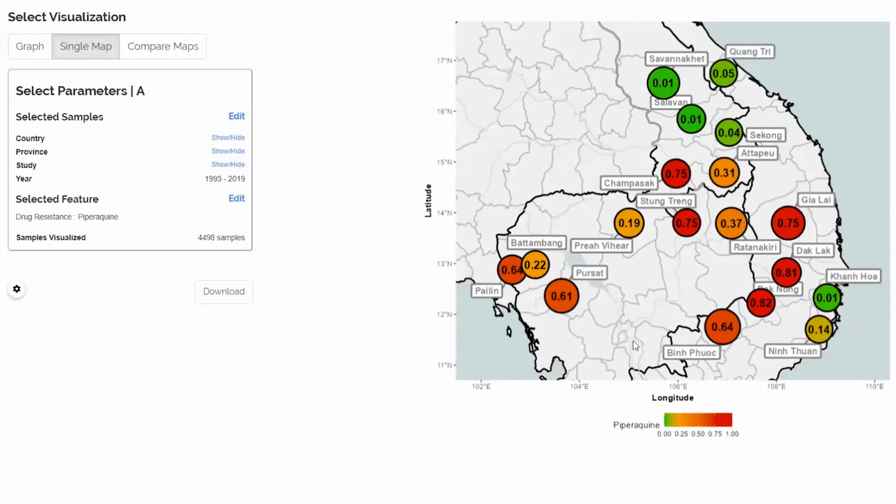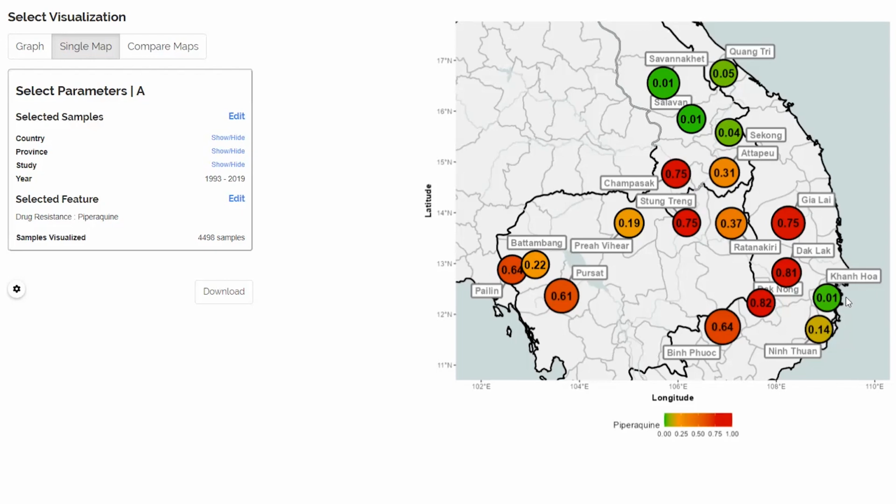All right. So here you can see there's very high resistance to piperaquine along the Cambodian border, on both sides of the border also. And as we move farther from the border, we can see that resistance declines. So in the northern zone of southern Laos, we can see there's a low resistance to piperaquine. And here we can also see the same pattern in Vietnam.